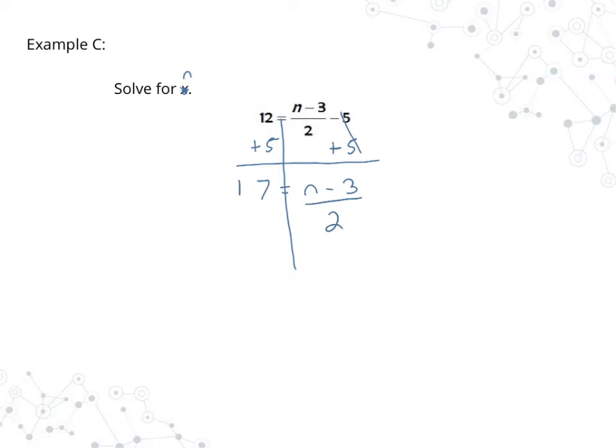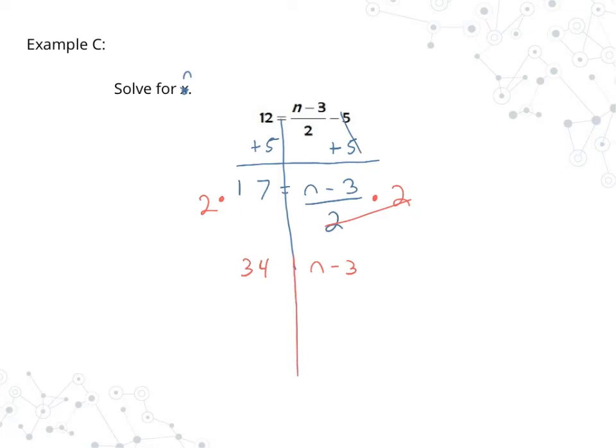So when we have this particular type of problem, we've got to get rid of that dividing by 2 first. The opposite of division is multiplication, so I'm going to multiply both sides by 2. These are going to cancel. Bring down my n minus 3. 2 times 17 is 34, so I'm going to bring down that 34. Again, if you weren't sure what 2 times 17 is, feel free to use your calculator.